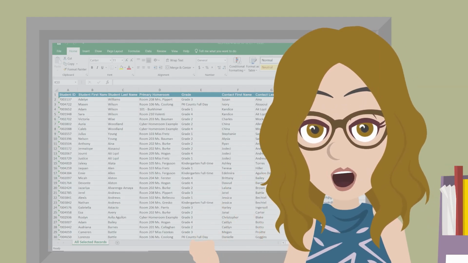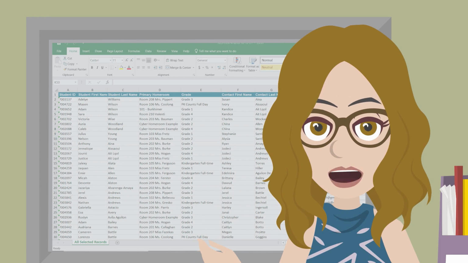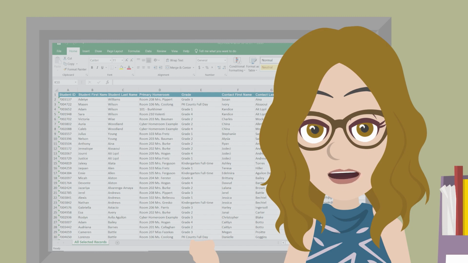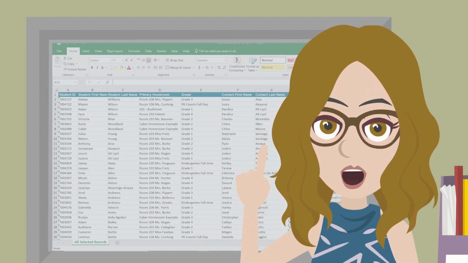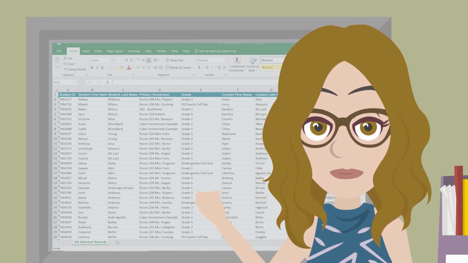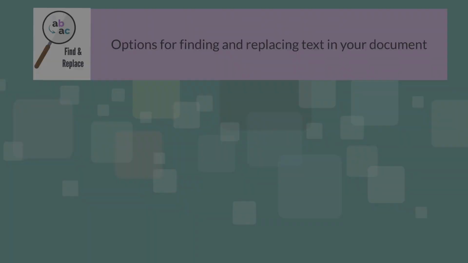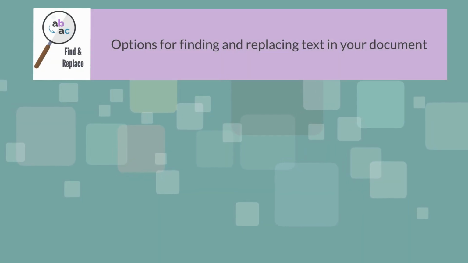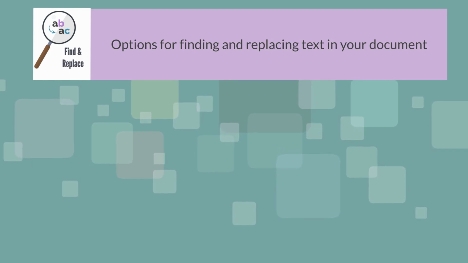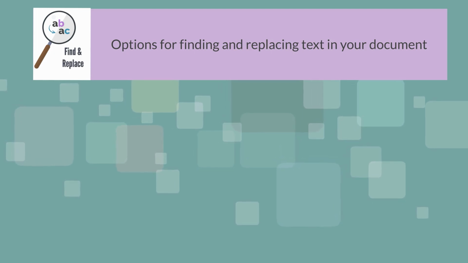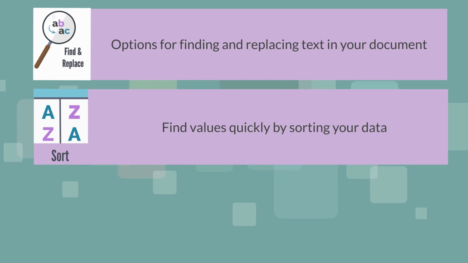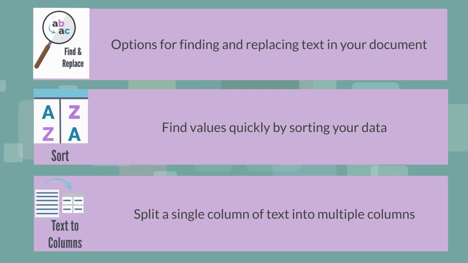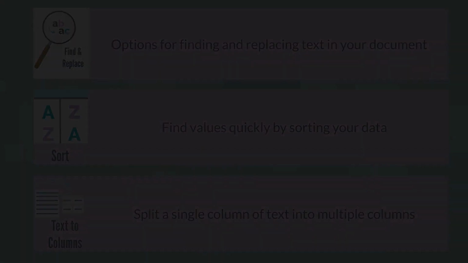This is the point where a lot of art teachers might panic. But don't worry, Excel can sort and organize many types of data, including text. In this video, we will go over 3 features that are useful for manipulating and organizing text. Find and replace, which allows you to find any word or words in your spreadsheet and replace them with the click of a button. Sort, which sorts your data by any parameters that you choose. And text to columns, which splits text from one column into multiple separate columns.